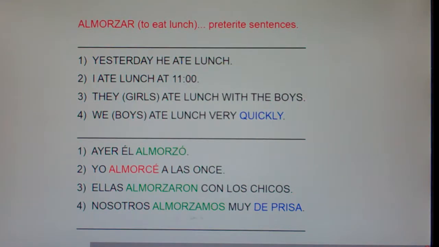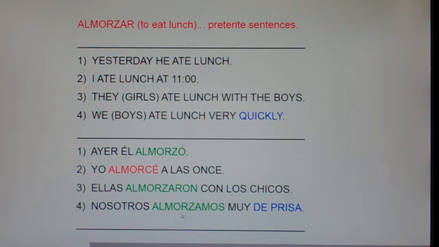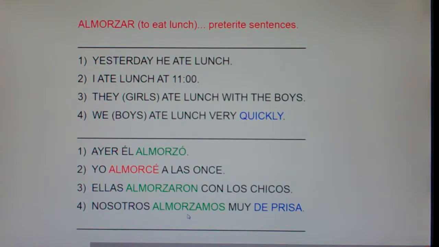Mr. Holt, almorzamos is present tense. We eat lunch. Be careful. For car-gar-zar verbs and for regular AR verbs, the only form that's exactly the same in the present and the past is the we form. Because remember this chant? We keep our letter.